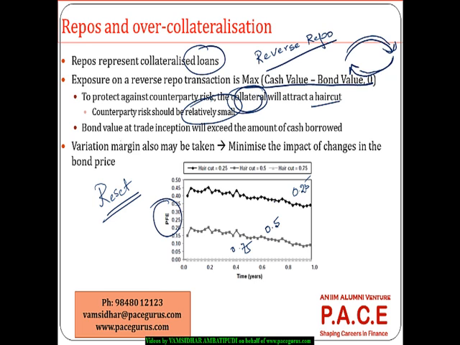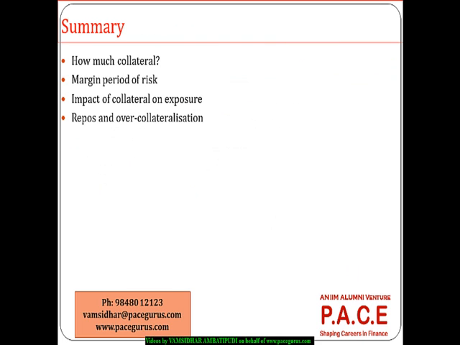So the exposures will go almost zero by doing this over collateralization, which is very much comfortable with respect to the repo transactions. So overall, we have looked at how much is the collateral, what is the margin period of risk, what is the impact of collateral on the exposure, and what is the over collateralization that happens with respect to repo transactions. Alright.